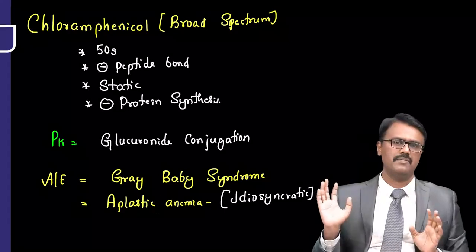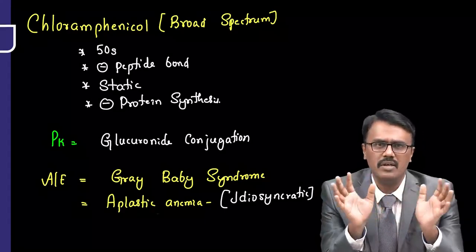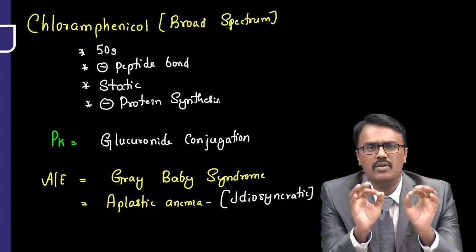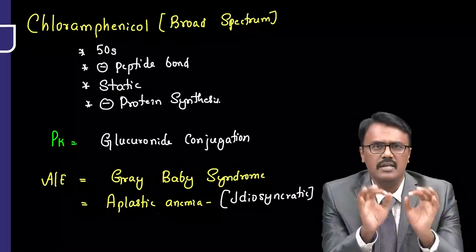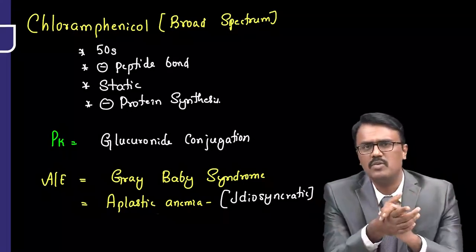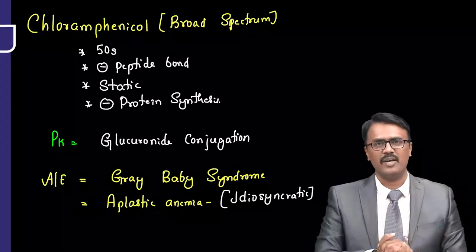Please mark that point. Then chloramphenicol is outdated. They can ask you, it is going to cause gray baby syndrome, and it's a broad spectrum bacteriostatic drug. It inhibits peptide bond formation. So that is about the tetracyclines and chloramphenicol in a nutshell.